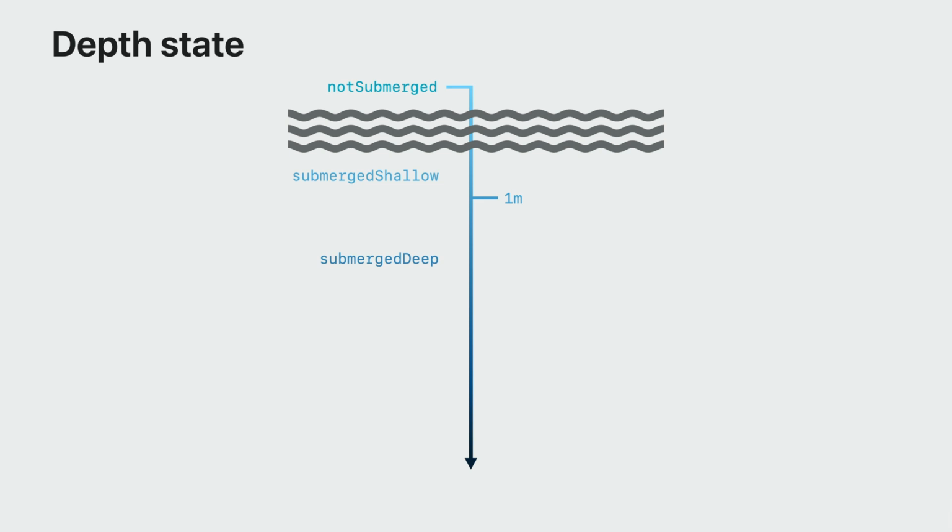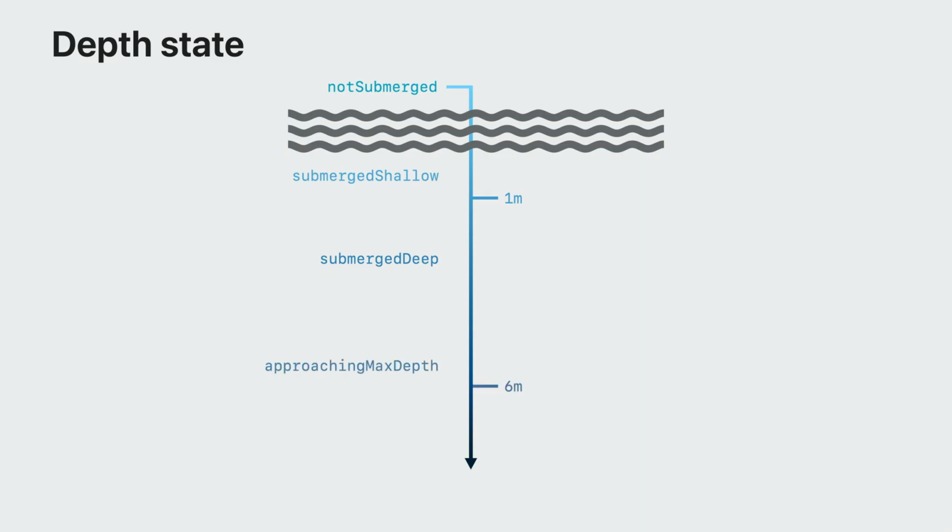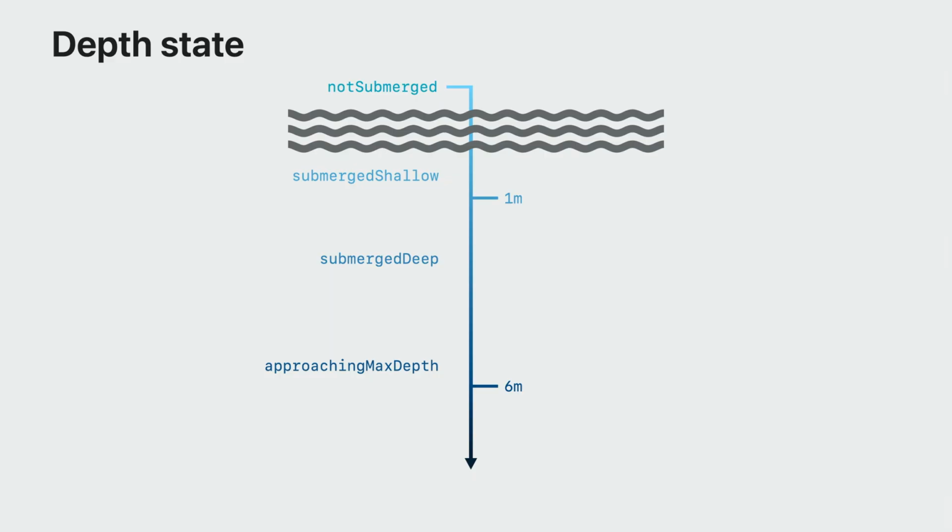With the shallow depth and pressure capability, it's easy to ensure users of your app stay within depth zones that minimize the risk of decompression sickness. It keeps the maximum depth at 6 meters and lets you know when you're close to that depth. You can use the maximum depth property to check the depth being monitored for. As you approach 6 meters, you'll enter the approaching max depth state.